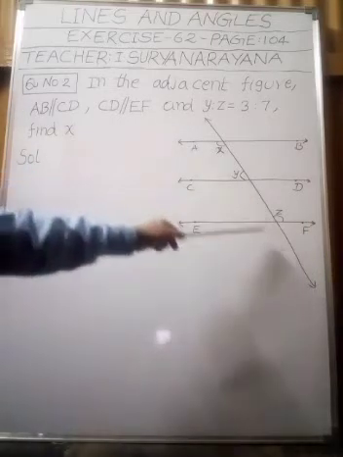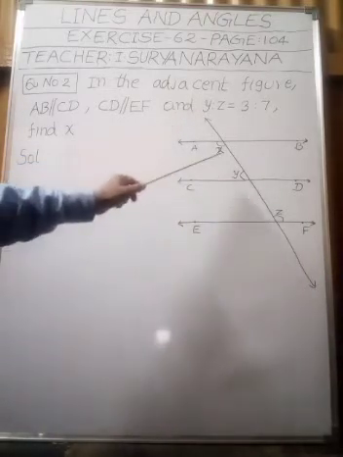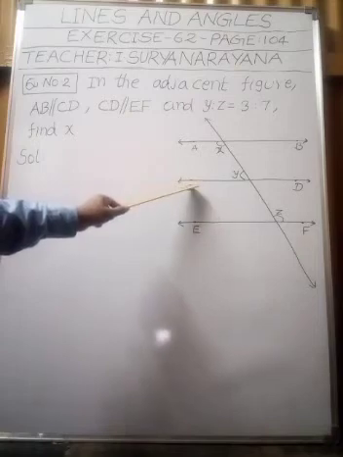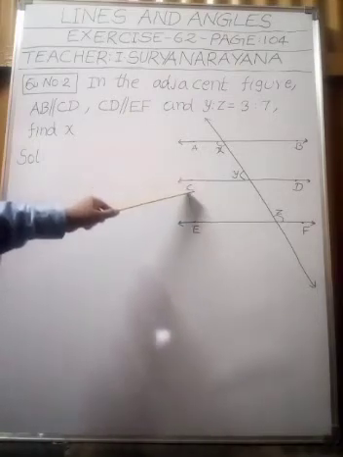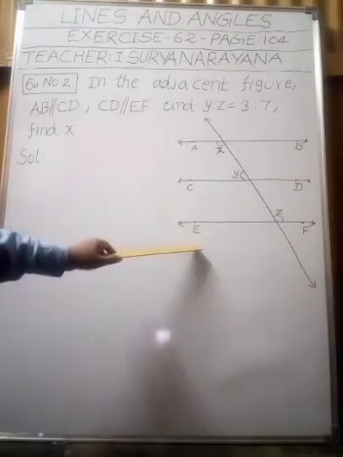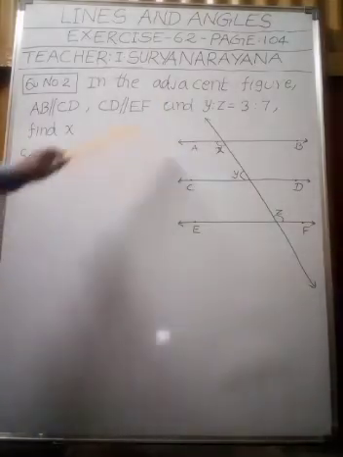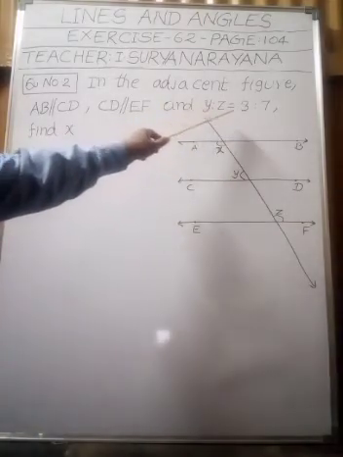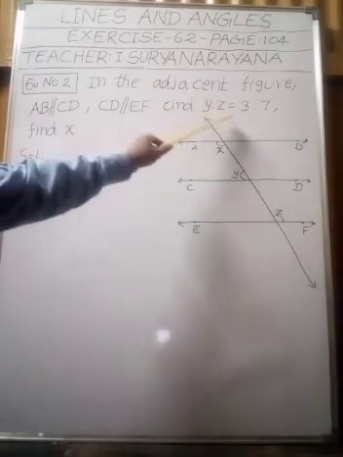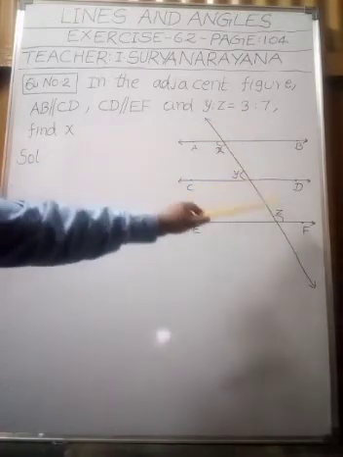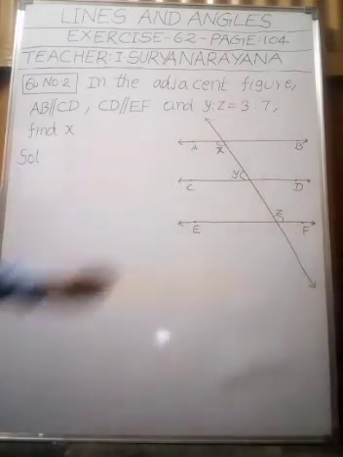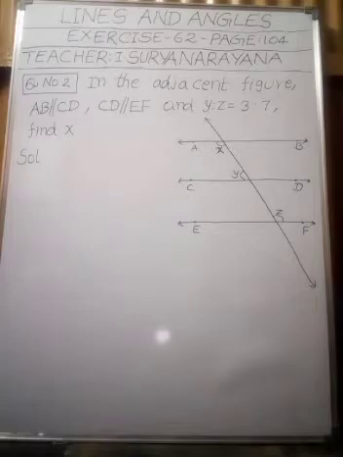This is the given figure. In this figure, AB is parallel to CD and line CD is parallel to line EF. It is given. And what is given? Angle y is to angle z is equal to 3 is to 7. Then we have to find the value of x. Okay, my dear children, understood?